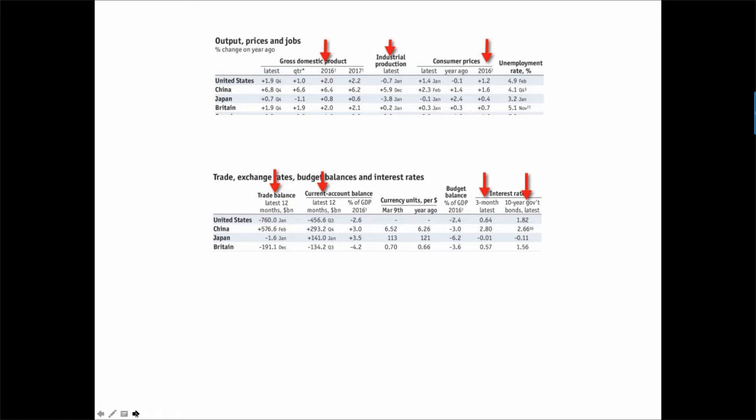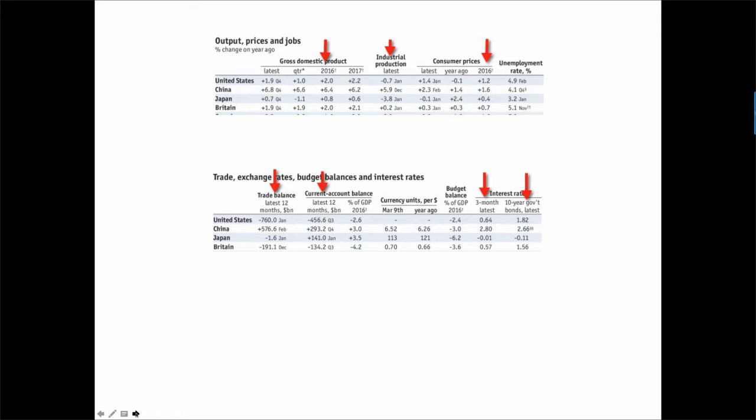Let's go to the next one, current account balance. US minus 2.6%. We'll just go to the percentage of GDP. Britain is minus 4.2%. Once again, we just compare, and the difference is 1.6%. That's slightly in favor of the US.